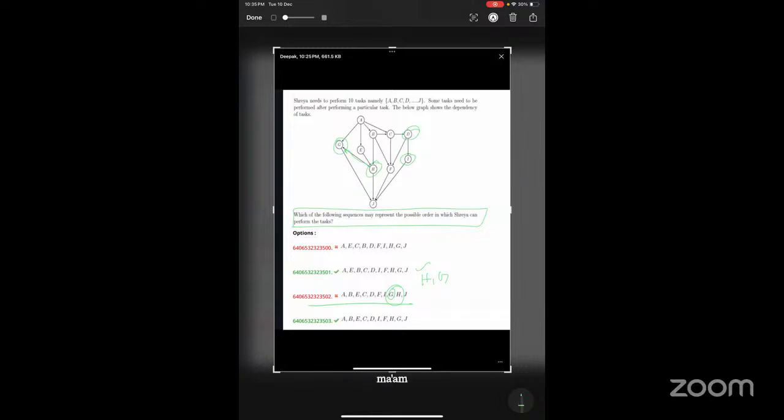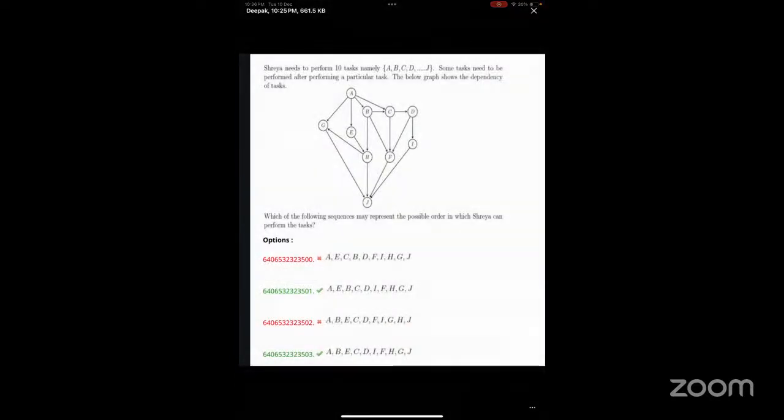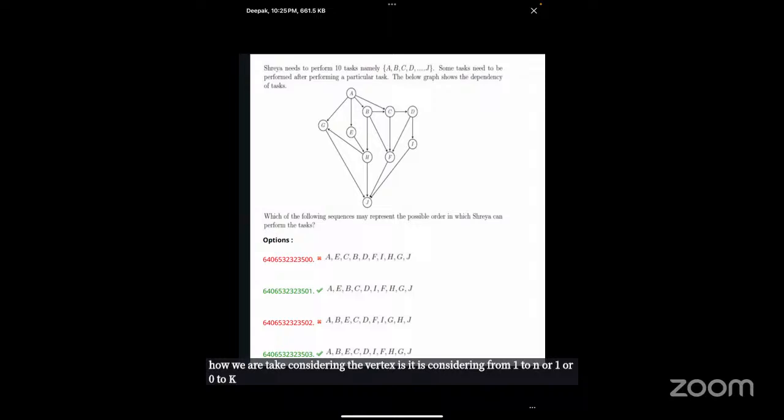Ma'am, can you explain the Warshall algorithm again? You were in the class during that time. Yes, ma'am. Okay, so what is your doubt? Ma'am, in this, I am not able to understand how we are considering the vertices. Is it considering from 1 to n, or 0 to k minus 1?